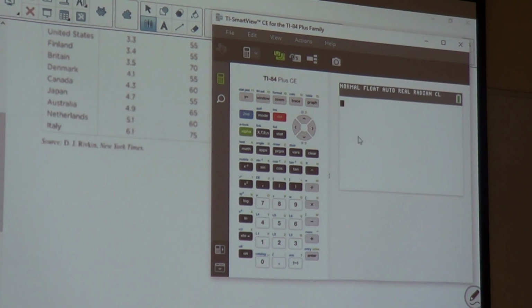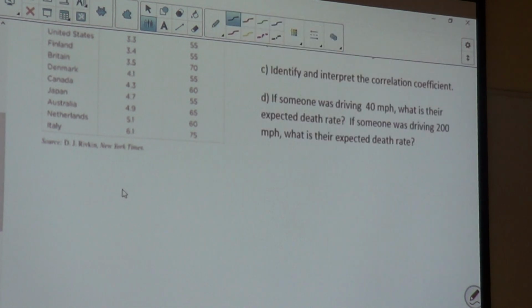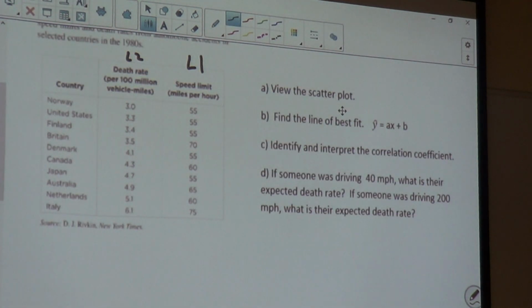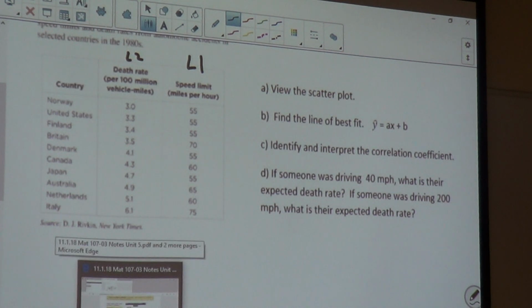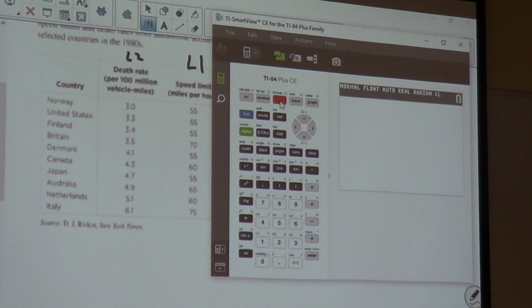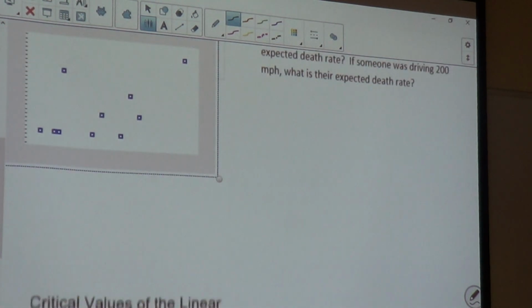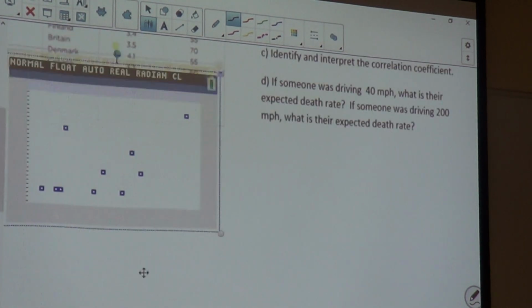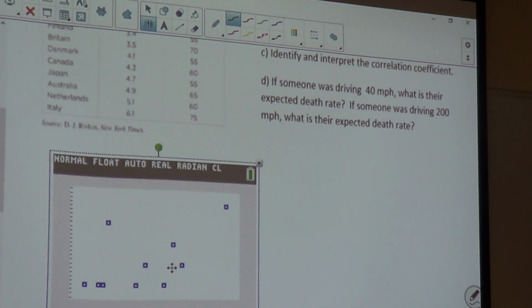Okay, so once you type in your data, the first thing that the problem said is give me a scatter plot. So once we get that, I'm going to do Zoom 9. That is going to be the answer to part A. They will give it to you as a multiple choice answer, and you're just going to pick the picture that matches, okay?